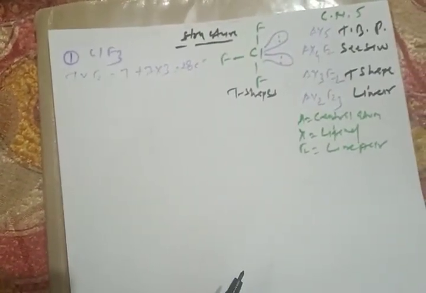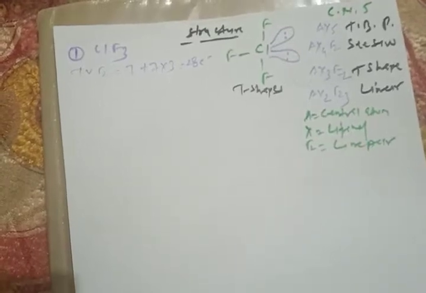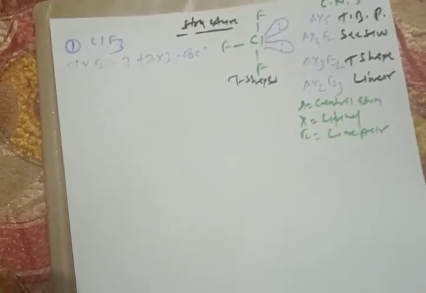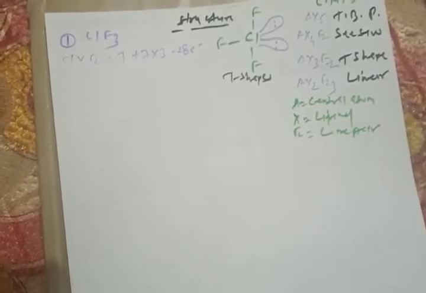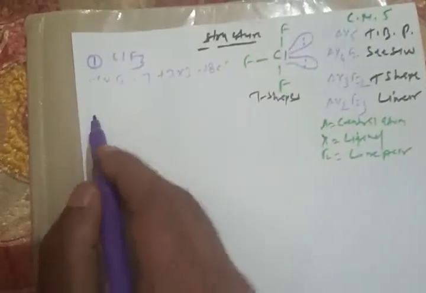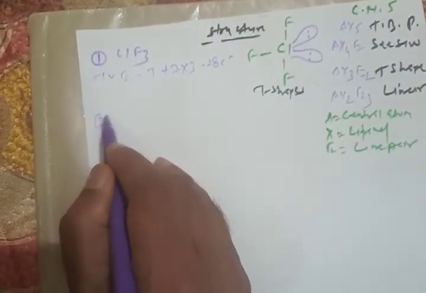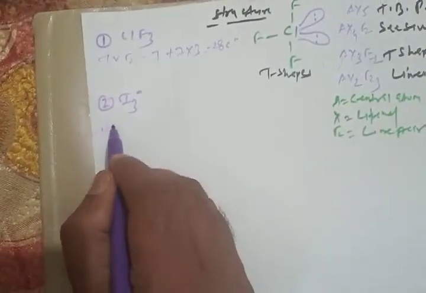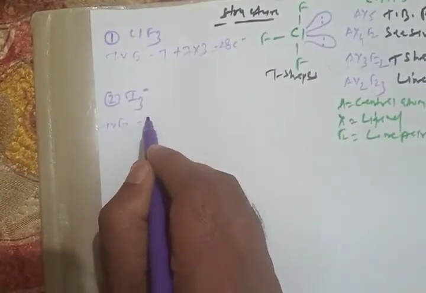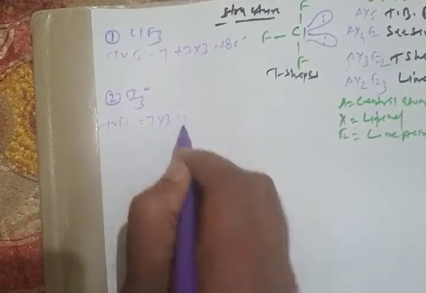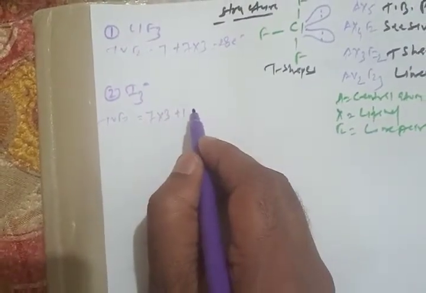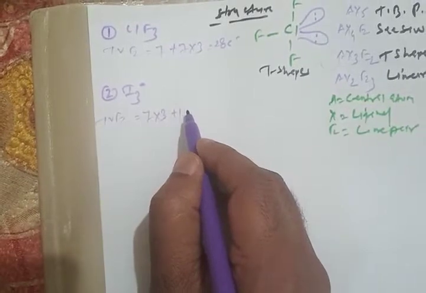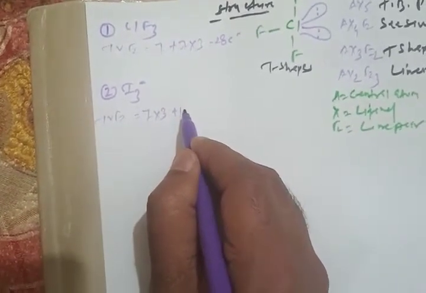So this is how you have to draw the structure. We'll take another example, and this is a very important example. This example has been asked in many examinations. That is I3 negative. So the total valence electrons for this case will be 7 times 3 plus 1. I'm taking the negative charge, that means I'm taking the ionic interhalogen. That is 22 electrons. Okay.